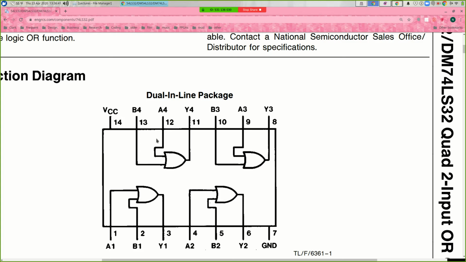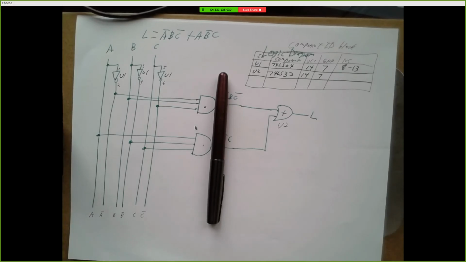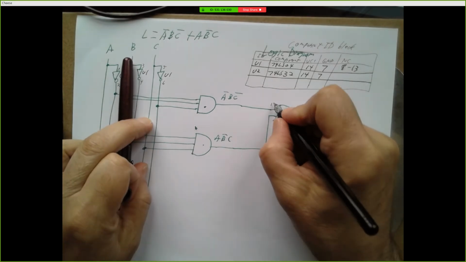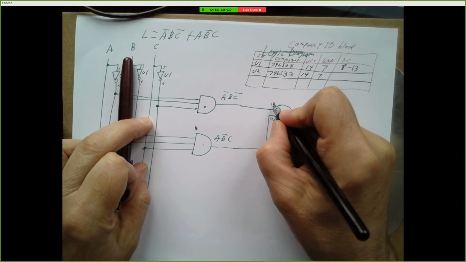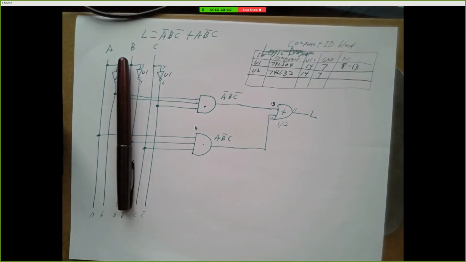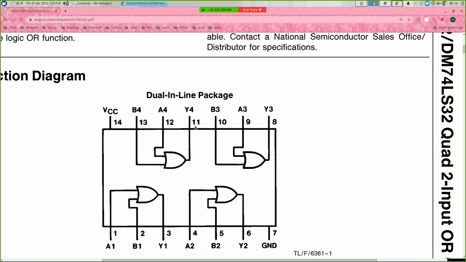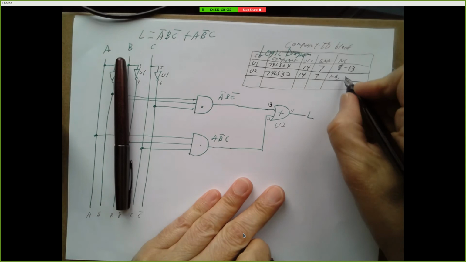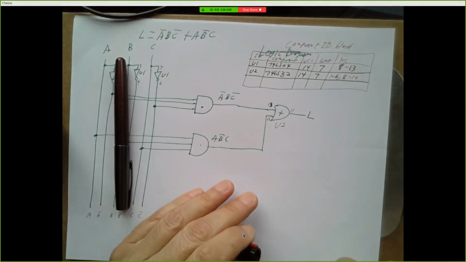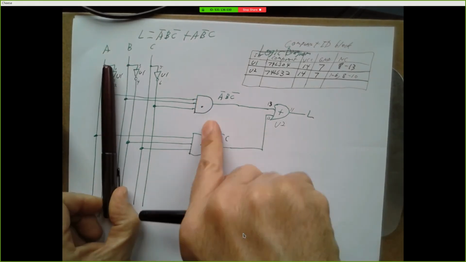And I can pick any of these gates that I want. Let's just pick this upper left one. Let's feed in on pins 13 and 12 and come out on pin 11. So I could say this input's going to be 13, and this will be 12, and this will be 11. And then I don't have any connection to 10, 9, 8, or 1 through 6. So I could say no connection on 1 through 6, and 8 through 10. And then you do the same thing for your AND gates.